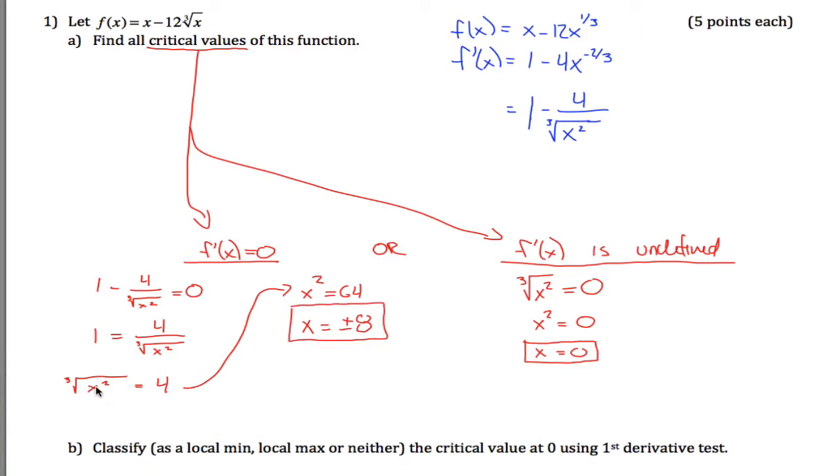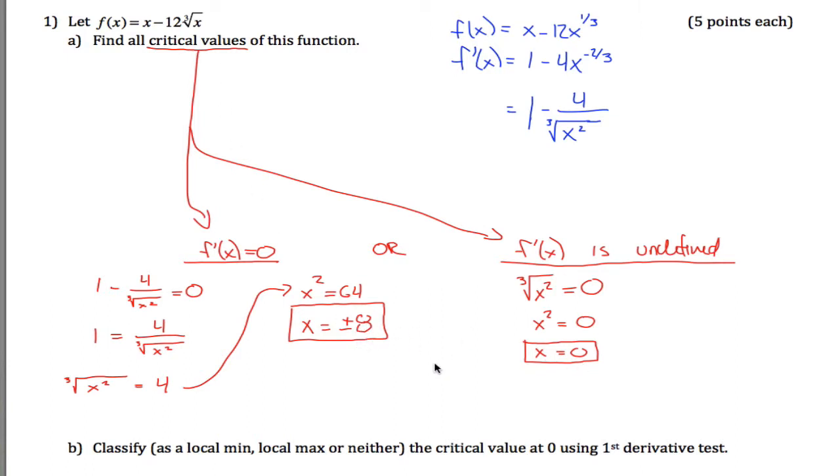Another way is to recognize that this is really x to the 2/3 power. So raise 4 to the 3/2 power. 4 to the 3/2. Well, the 2 in the denominator is the square root. Just take the square root of 4 and then cube that thing. And be careful when you take the square root, put in the plus or minus. Anyways, either way, you'll get plus or minus 8 for your answers. What I'm saying is we got 3 critical values.